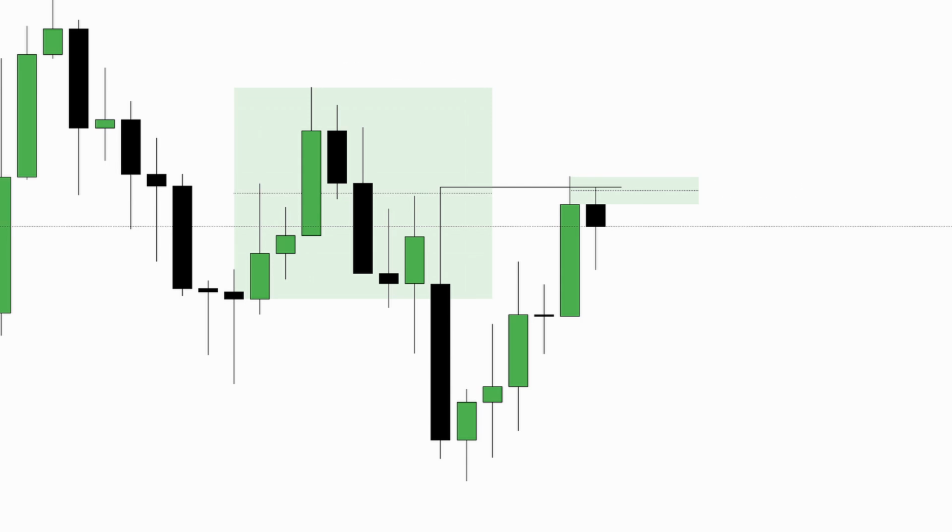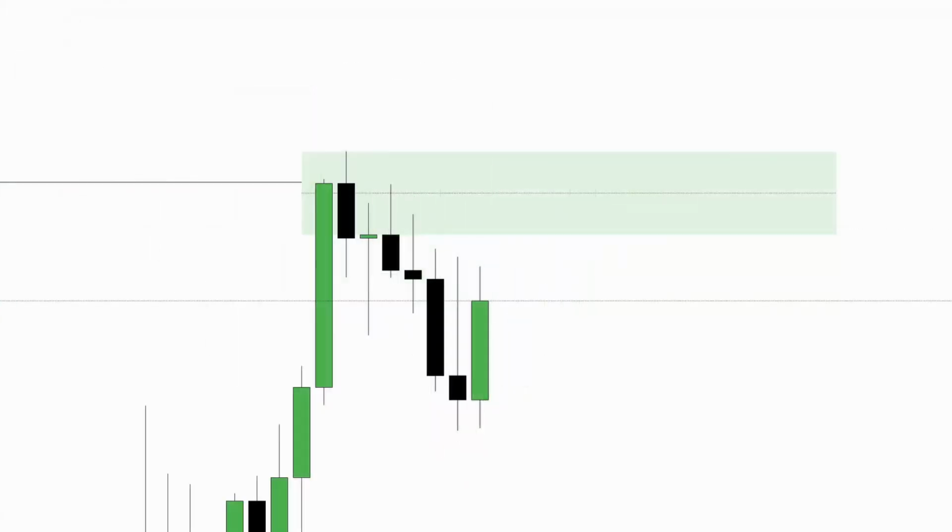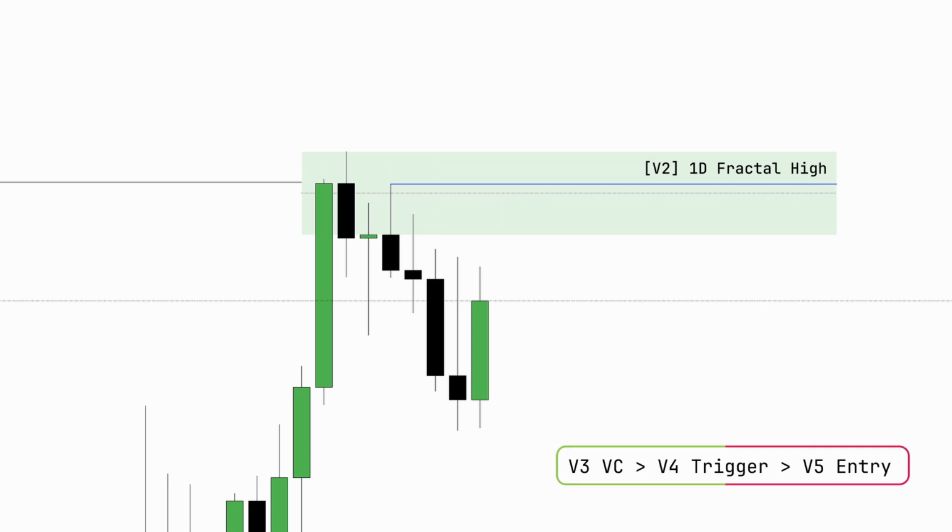To find the second variable, we need to switch to a lower time frame. In our case, it's the 1-day time frame, where we clearly see a fractal high formed above the 0.5 level of the rejection block. However, this is absolutely not a problem, and we can consider this as our variable 2. All conditions on the HTF part are met, and we need to wait for all other variables on the LTF part. V3 volume confirmation, greater than V4 trigger, greater than V5 entry.